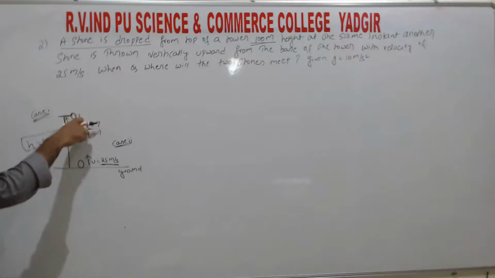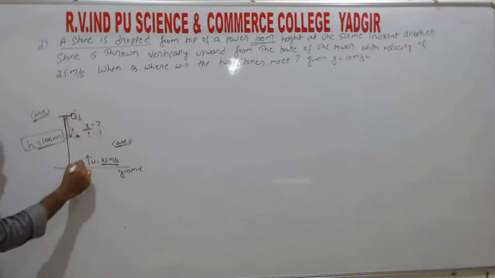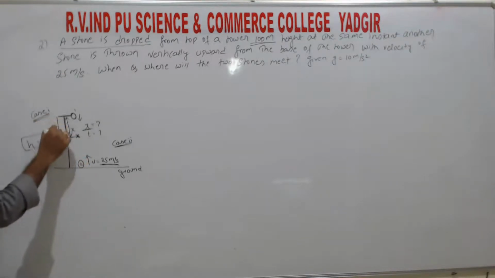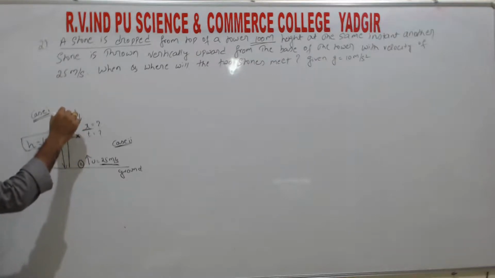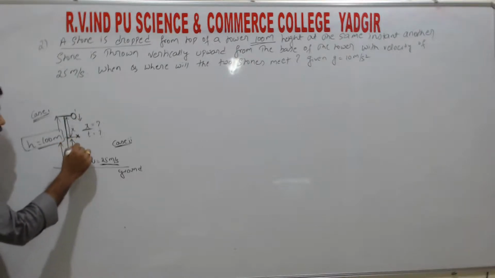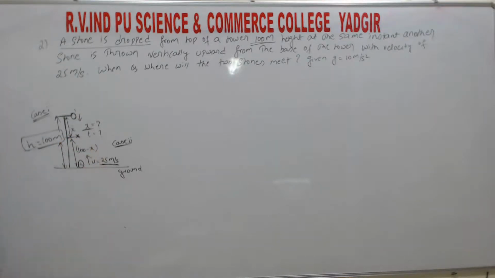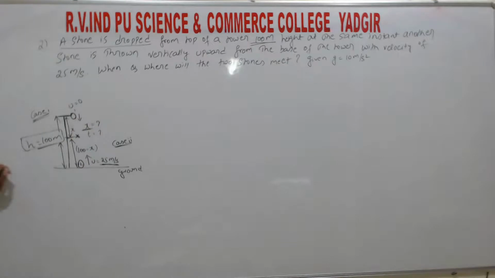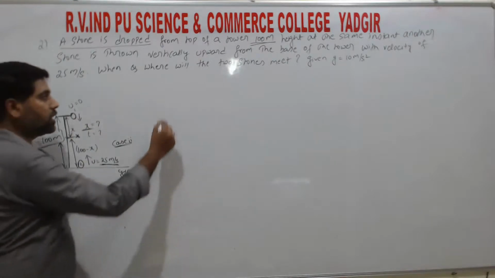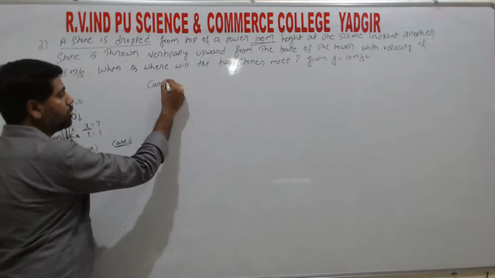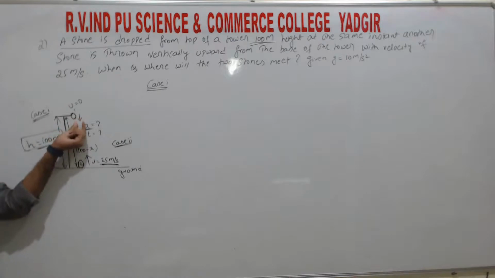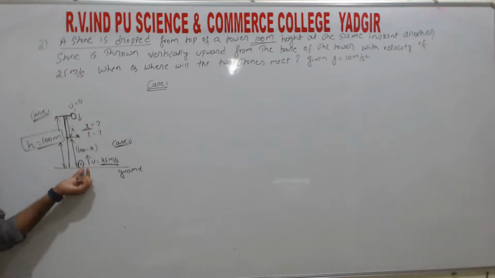If the first stone travels x distance, this one is the first stone and this one is the second stone. The total height is 100 meter. Out of this 100 meter, x distance is traveled by the first stone, so the remaining distance is 100 minus x. The stone is dropping, that means its initial velocity is 0. We don't know the final velocity of either stone.